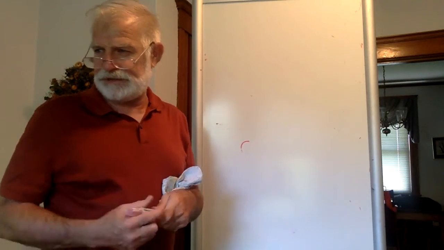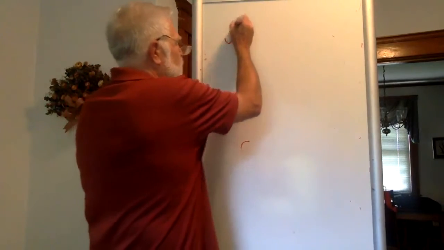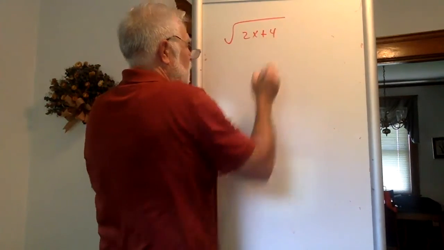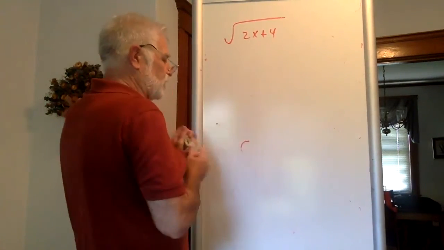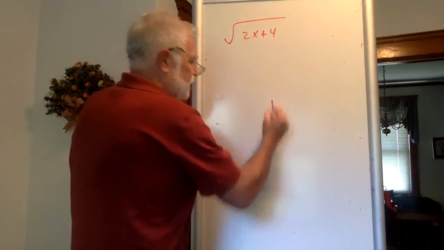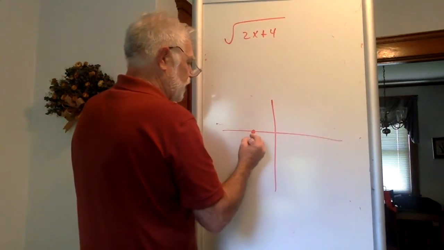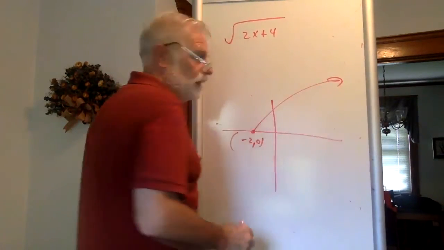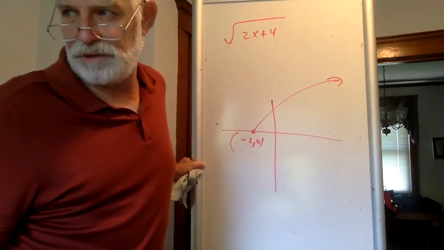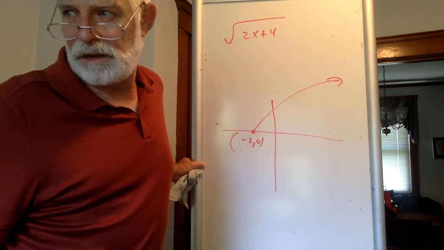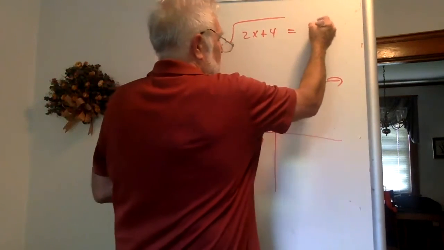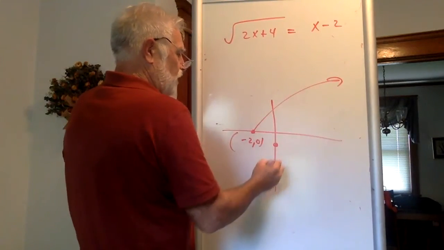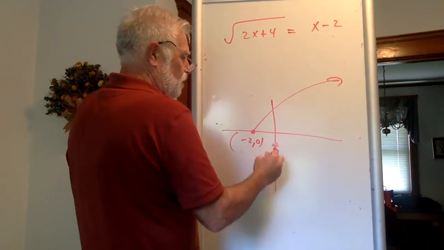Number am I on? 36. So the square root of 2x plus 4, okay, which looks like negative 2 is the critical number. So I'll give you a quick sketch of that. This goes through negative 2, 0, and it's a positive square root, so it's climbing slowly. And we want to know when that intersects with x minus 2. Let's call that minus 2, probably a little lower, going up at 1 to 1.